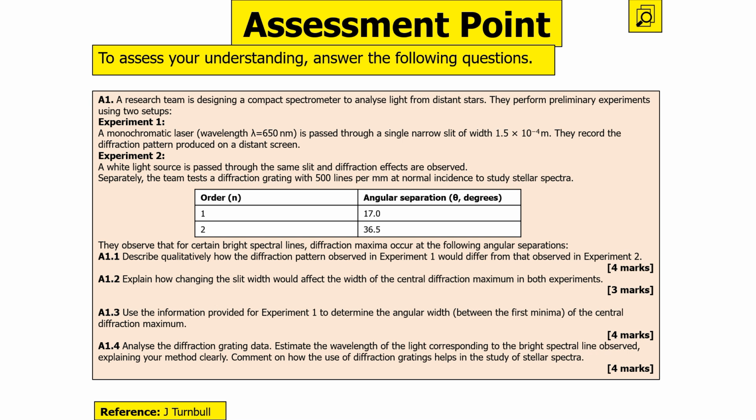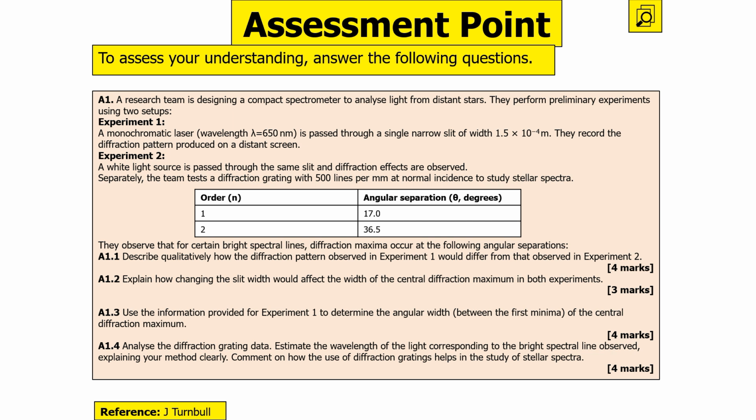A research team is designing a compact spectrometer to analyse light from distant stars. They perform preliminary experiments using two setups. Experiment 1: a monochromatic laser with a wavelength of 650 nanometers is passed through a single narrow slit of width 1.5 times 10 to the minus 4 meters. They record a diffraction pattern produced on the distant screen.